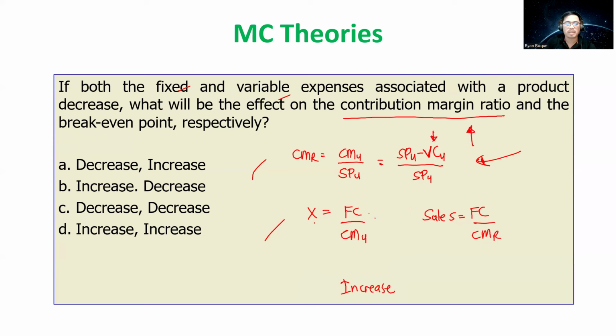So what will happen with the break-even point? So let's just look at the fixed cost. If fixed cost will decrease, what will happen to the numerator? It will decrease. Therefore, the number of units will decrease. Okay, so the answer is letter B, increase for the CMR and then decrease for the break-even point. All right, so let's move to the next.